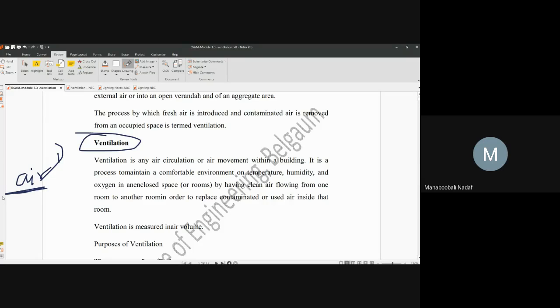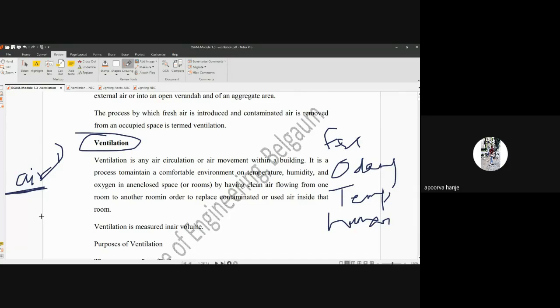Why is ventilation provided? To give fresh air, to remove odors, to maintain the temperature inside for human comfort. Also for lighting, sir. Ventilation is for lighting? How is it related? Sir, it will also give some natural light during the day, the sunlight.